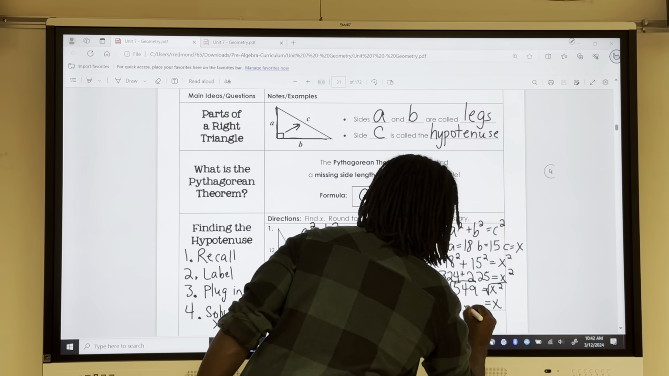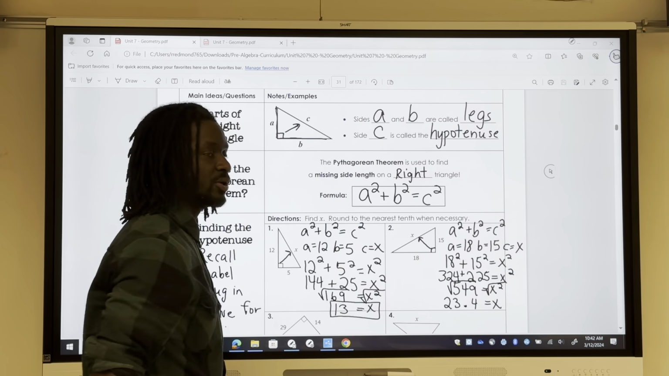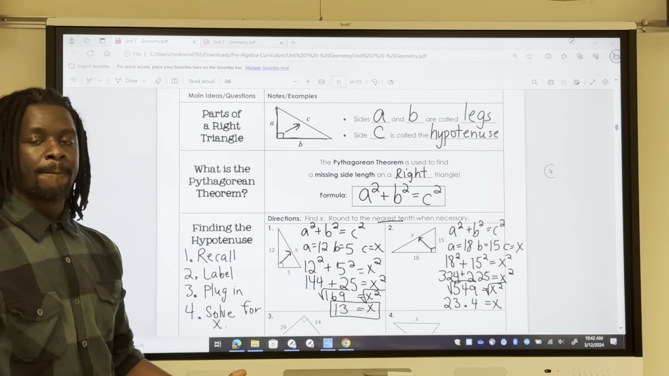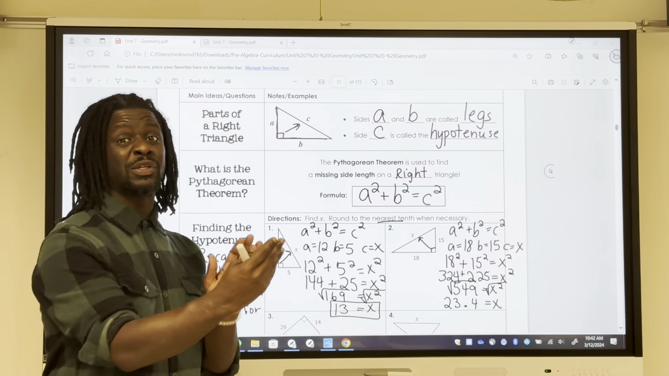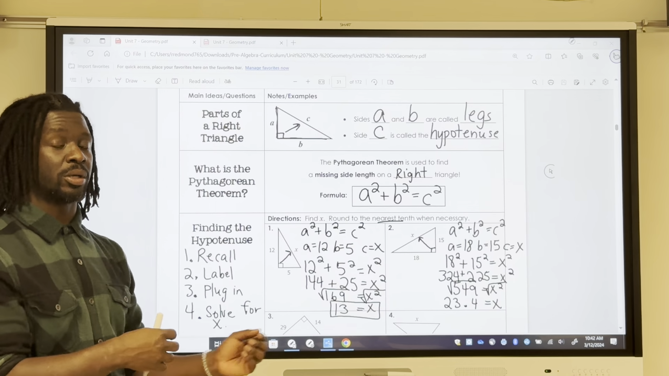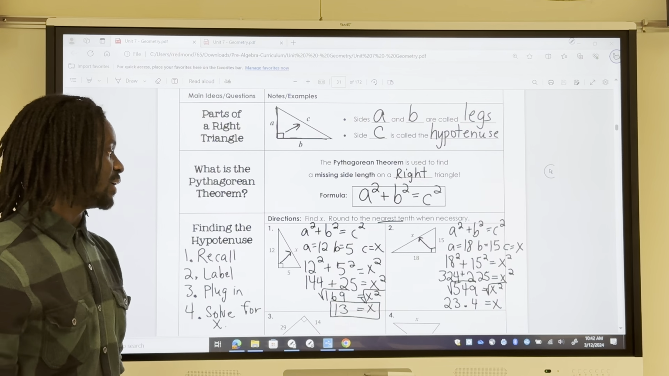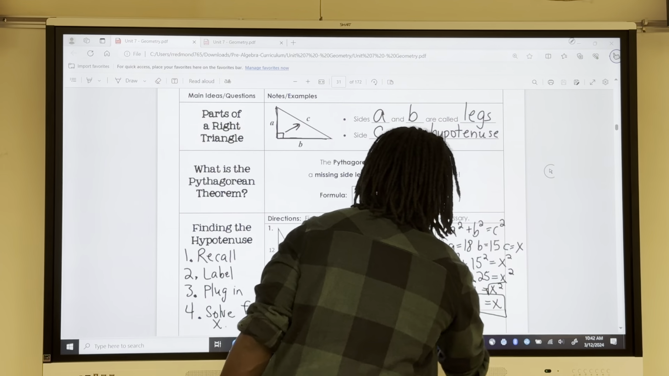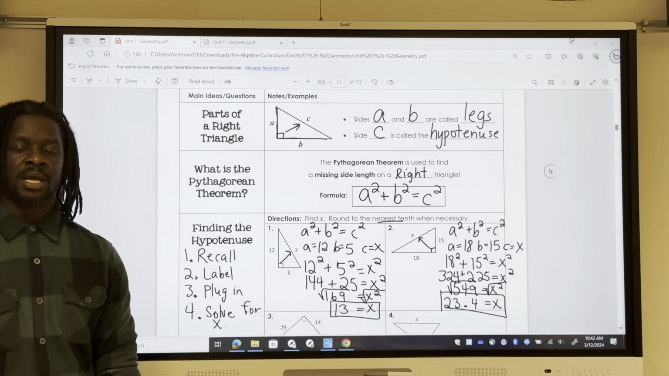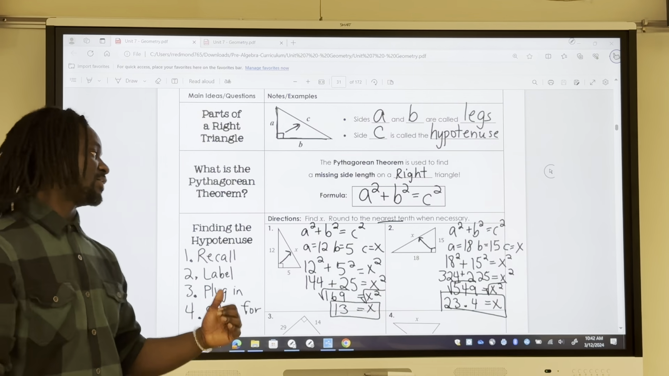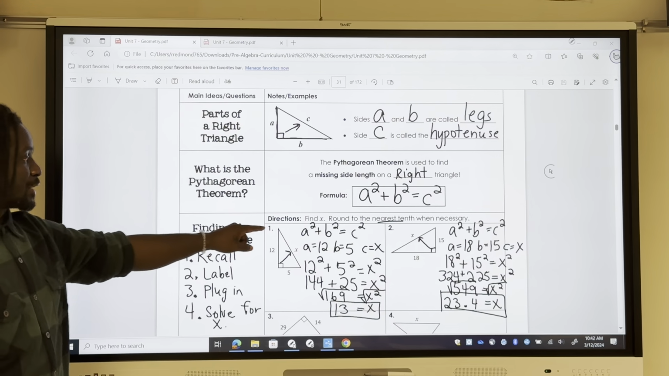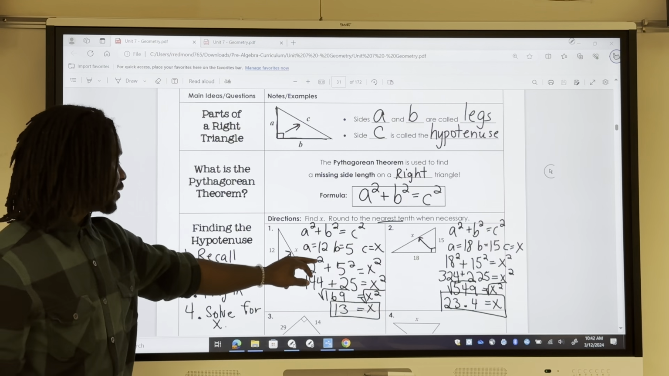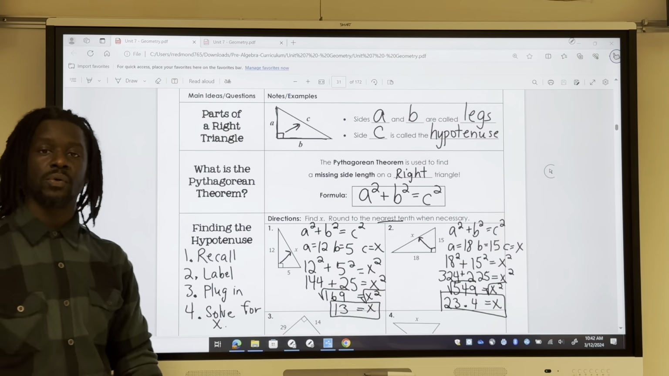So 23.4. I just wanted to show you. And again, in a lot of cases, it'll tell you what to round it to. Just because you end up with a really long decimal, that doesn't mean your answer is wrong. You will probably get decimals for several of your answers. So that's it. What I have shown you is, again, you have to write the Pythagorean theorem. We labeled, we plugged our numbers in, and then we solved for the x.